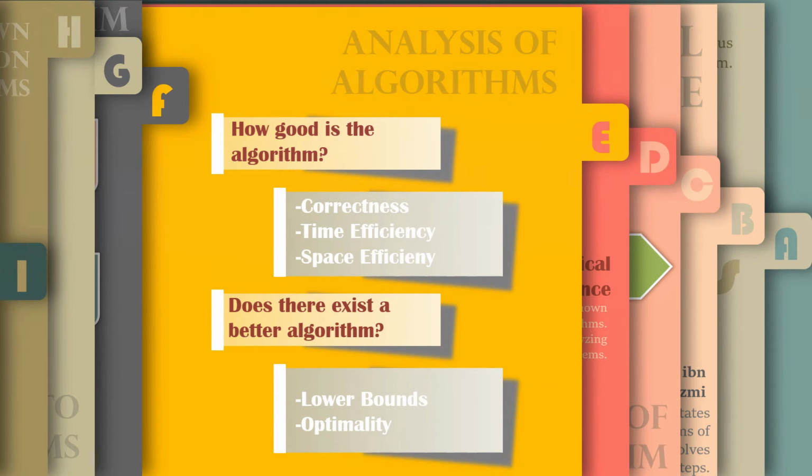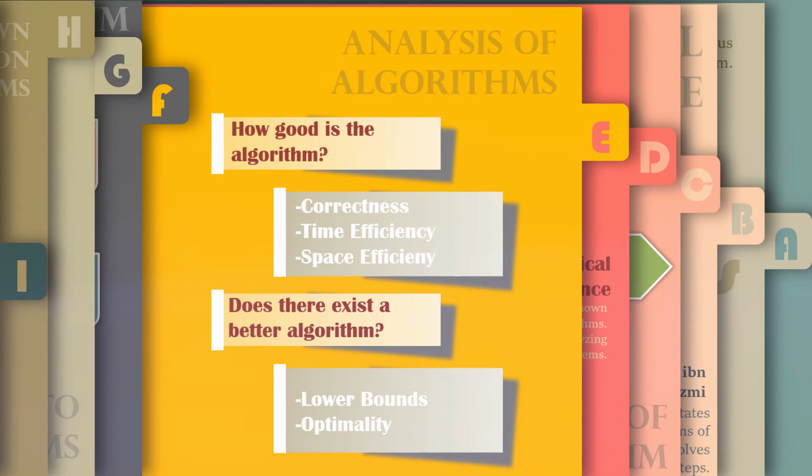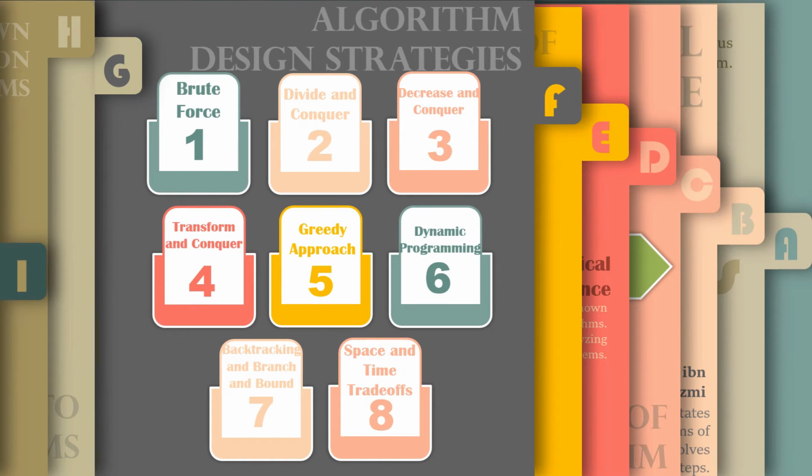Lower bound is a very important part for any algorithm. Once we have calculated it, we can compare it with the actual complexity of the algorithm, and if their orders are the same, then we can declare our algorithm as optimal. Let's discuss the algorithm design strategies, which are the general approaches to the construction of efficient solutions to problems.